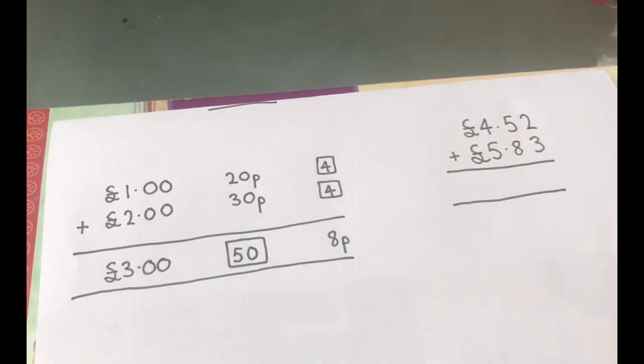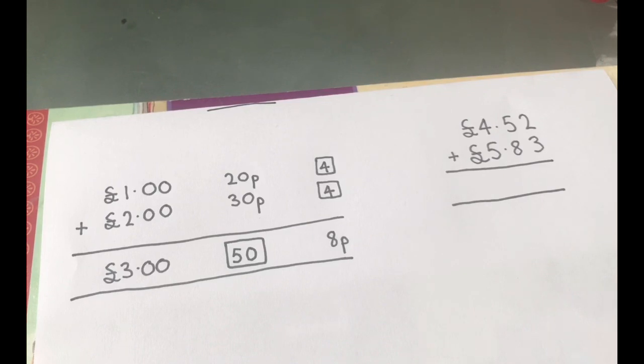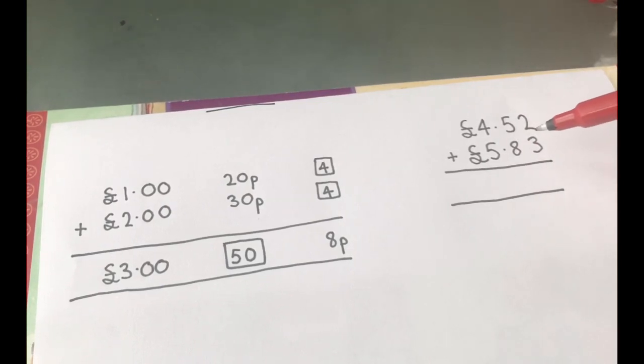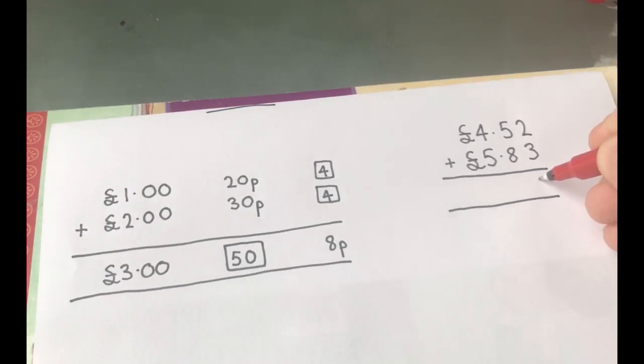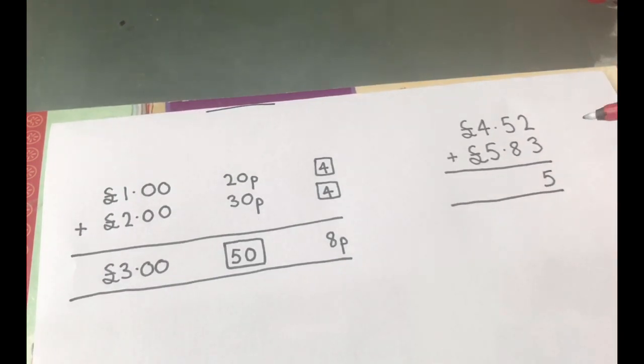Those type of questions are on the first sheet. The second sheet are questions like this. £4.52 add £5.83. 2 add 3. What's 2 add 3? It's 5. So we write 5 in here. Now we have 50, because it's 50 pence, but it should be 52 pence. And then we've got add 83 pence, but we can imagine it's 5 add 8.